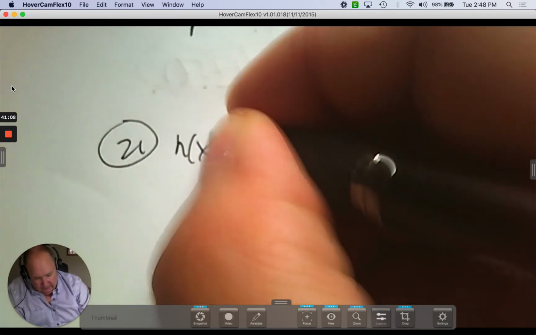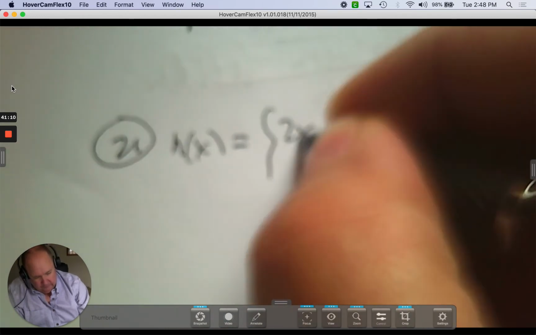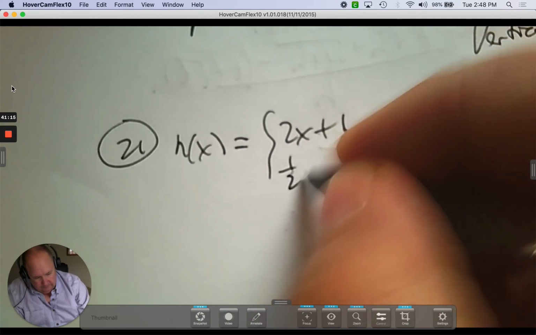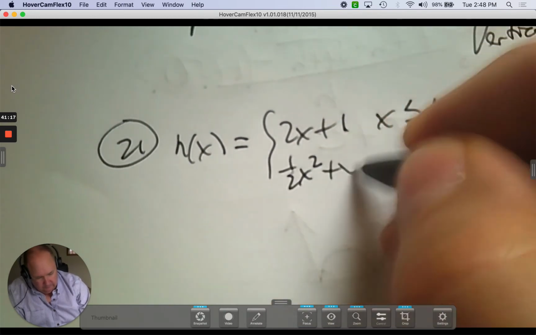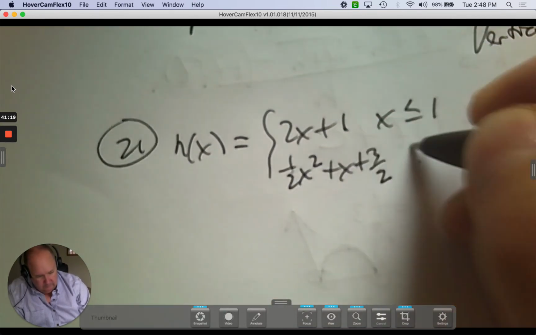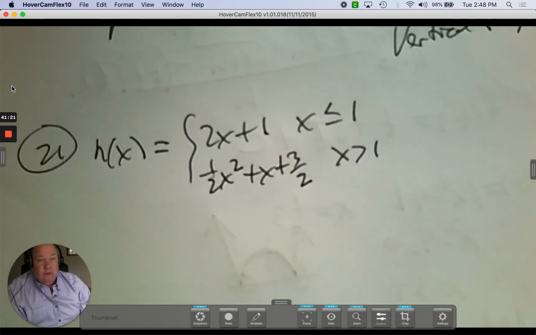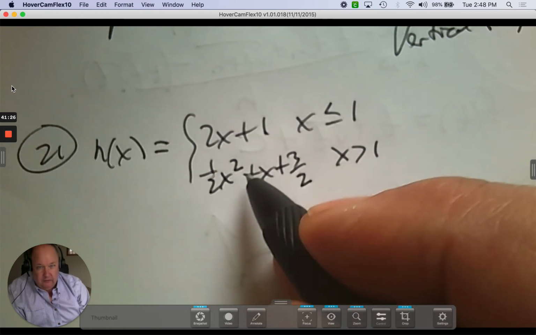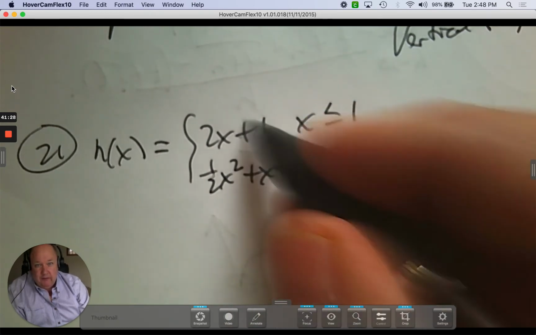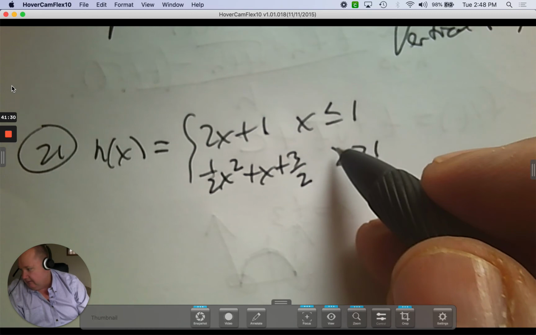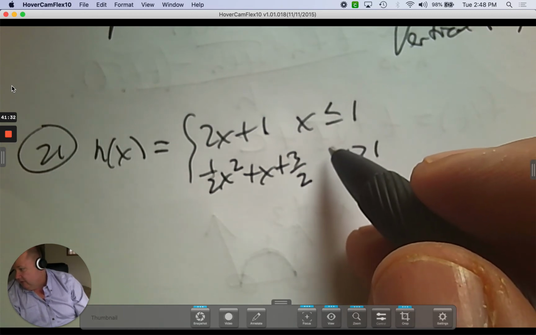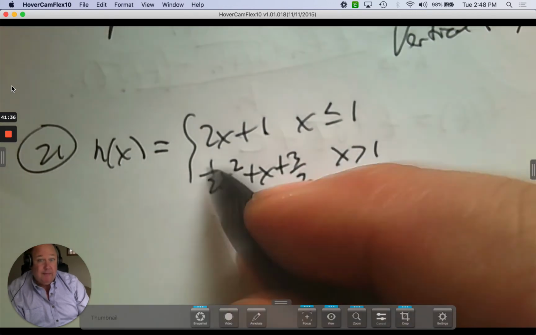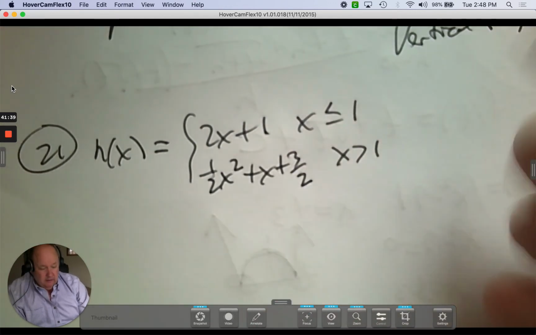21. You have a piecewise. So there's your piecewise. We're looking at each piece being continuous and differentiable. What happens when you plug one into the top and one into the bottom? Is there a jump at all? So it is continuous. If you plug one into the top and one into the bottom, they both equal 3. So that's fine.